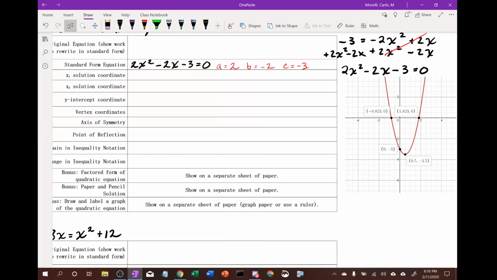which would be open parentheses. Oops, let me switch pens here. Open parentheses, -0.823, comma 0. And then the other one is 1.823, comma 0.